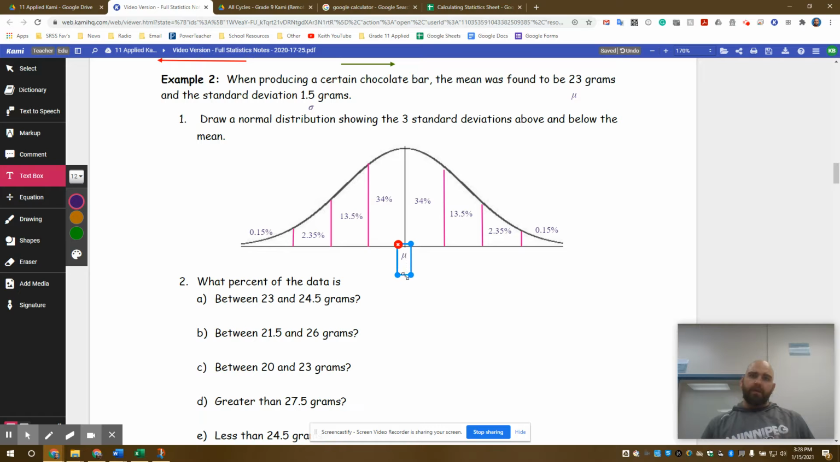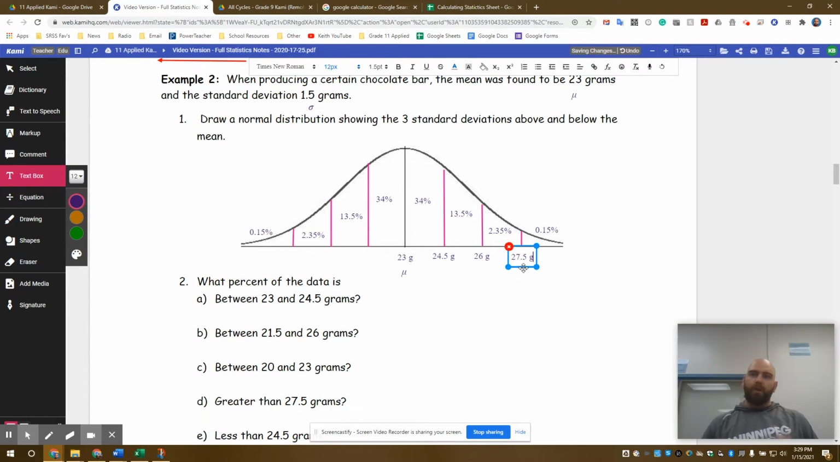Now, mu I've already listed here, but we're going to just write in the numbers. Right at the mean, we have 23 grams. That's our mu, that's our mean. Now, every step up, we have to add 1.5. So this one here is going to be 24.5 grams. This one right here is going to be 26 grams. And right here we're going to have 27.5 grams.